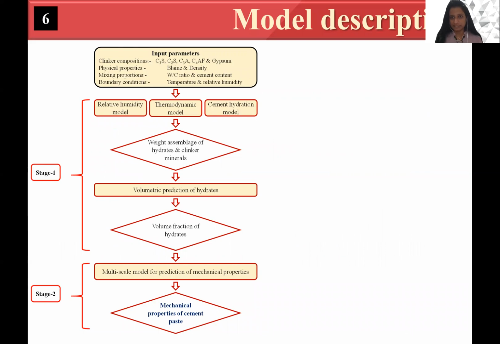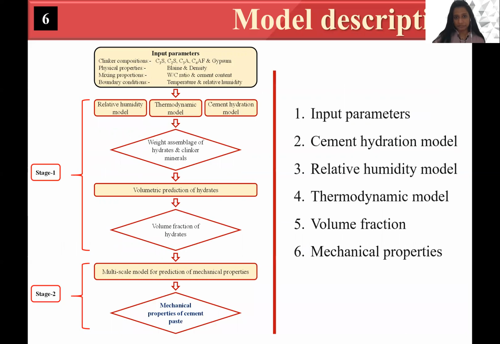Let's move to the model description part. This figure shows the overall procedure for this proposed model. The required input parameters are clinker composition, physical properties, mixing proportions, and boundary conditions such as temperature and relative humidity. This proposed work involves 5 major steps. They are cement hydration model, relative humidity model, thermodynamic model, volume fraction, and finally mechanical properties.